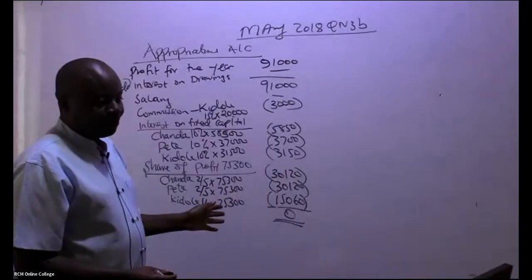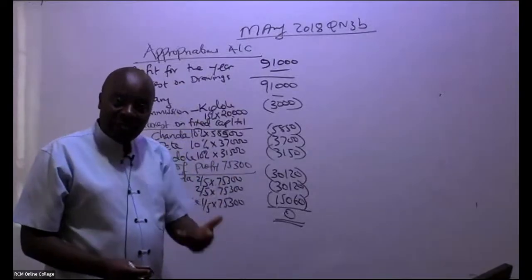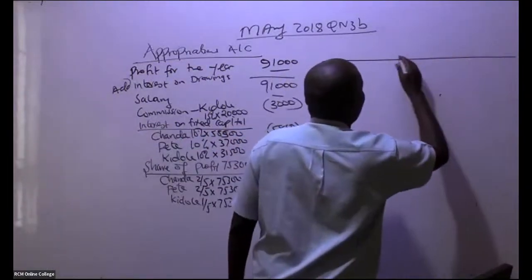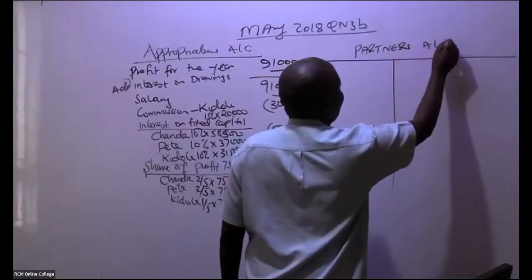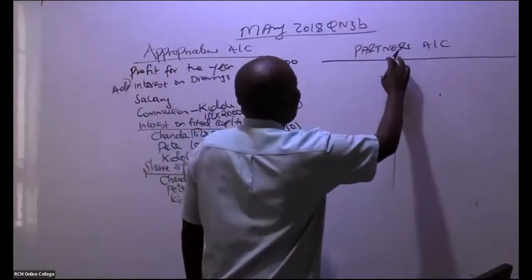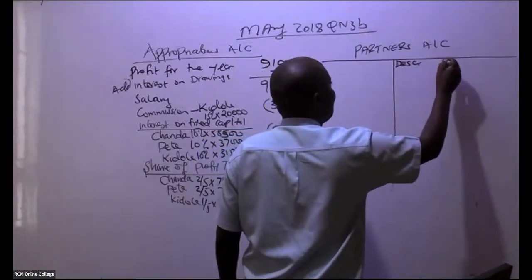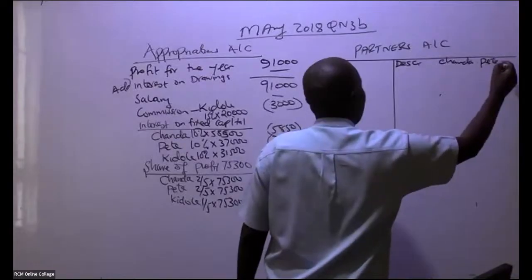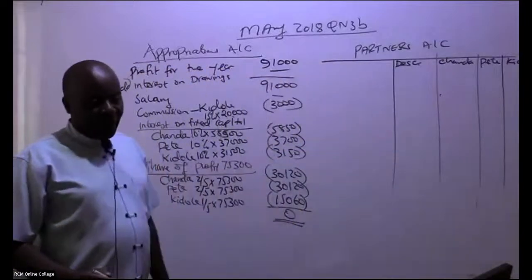Now, once I have this appropriations account, practically, this is something I normally see happening at the end of every year because I run a partnership. So in this case you go ahead and give us just an account called the partners account. So this partners account, what do we have here? We have description, and then of course we have the names of our partners: Chanda, Pete, and Kidole, like that.